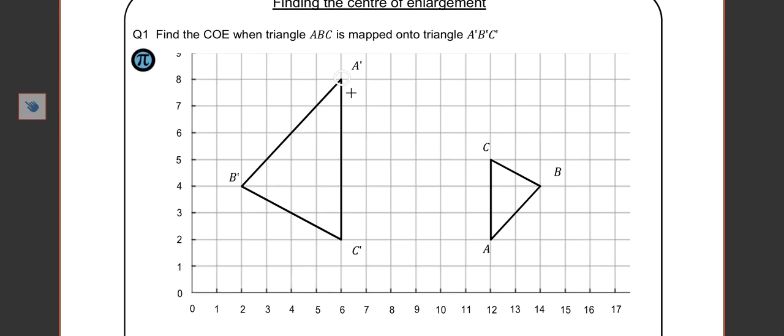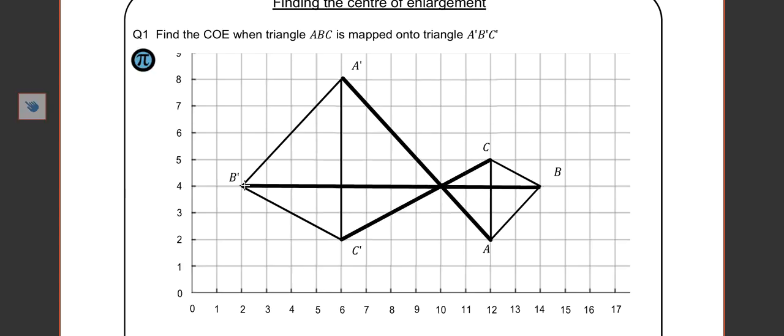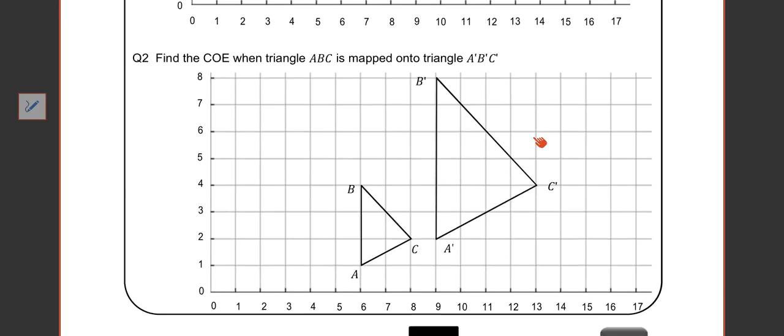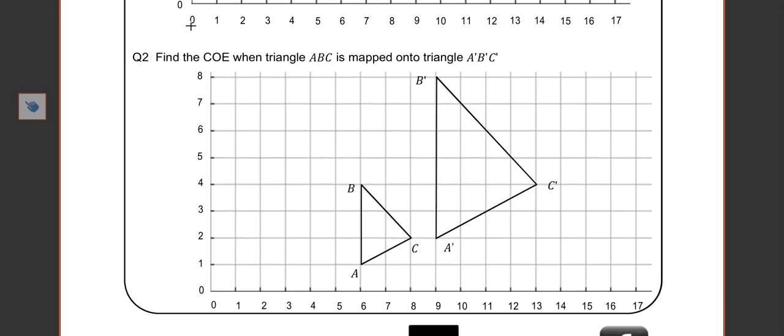You know these points have to be on the same line. So if you join the points together, where all those lines cross, that's the centre of enlargement. You guys are looking at this like... You relax. So, same with this one, look.